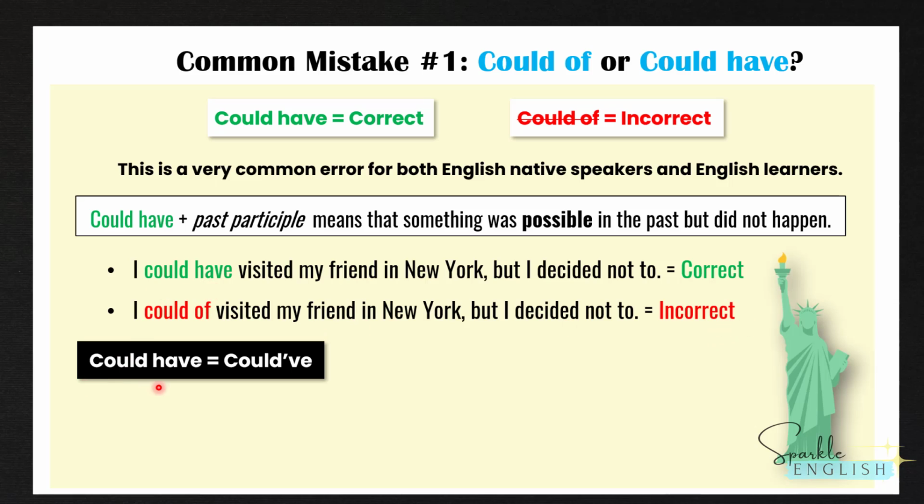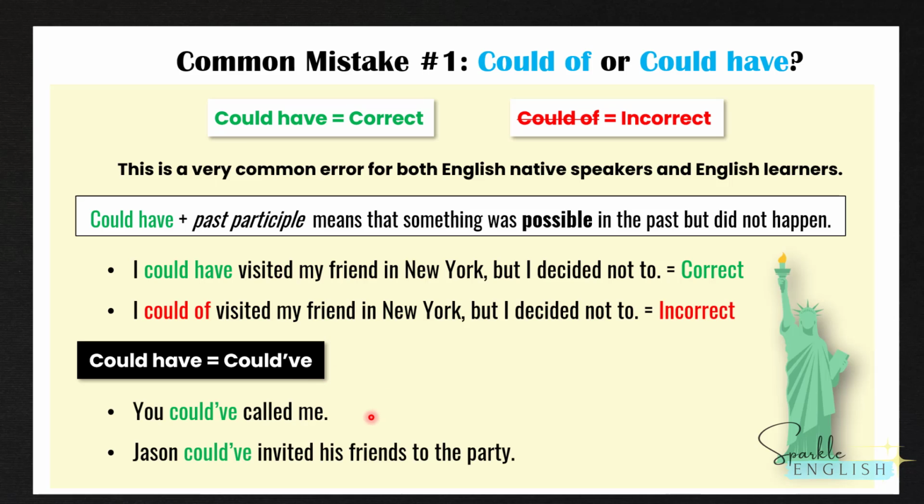However, could have is the long form and the short form, or the contraction, is could've. And you can hear that could've sounds exactly like could of, which is why there is so much confusion in what the correct spelling is. So it's could have or could've, but could've must always be spelt like this with an apostrophe VE.